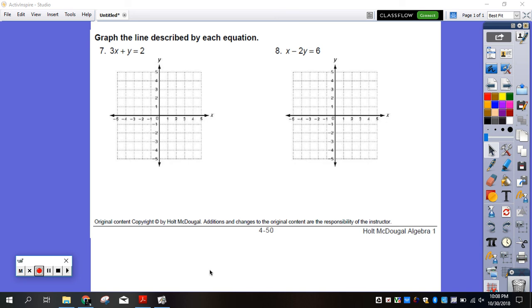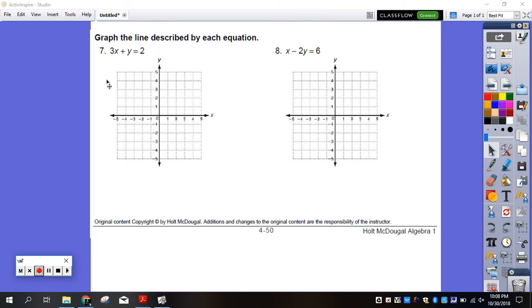Hello, this is Mrs. Taylor, and I wanted to review with you how to graph linear equations. There are two ways that you can approach this. Either you can find the intercepts, or you can change your equation to slope-intercept form and use the slope and the intercept. So I'll show you both ways.